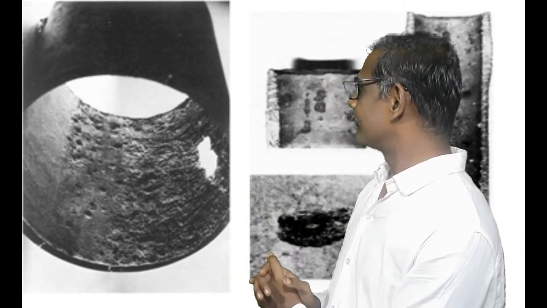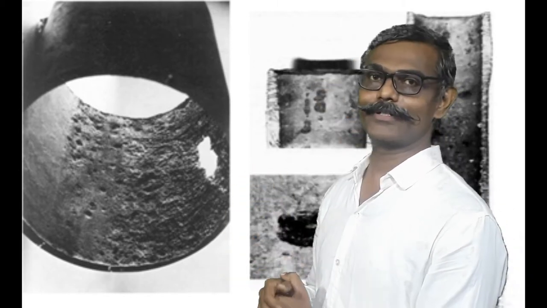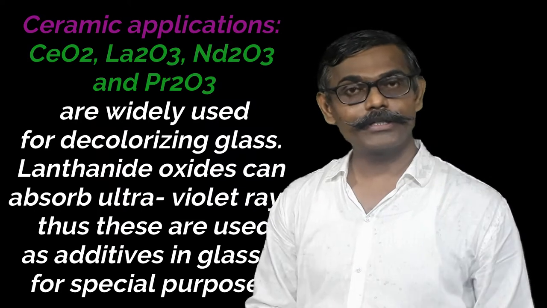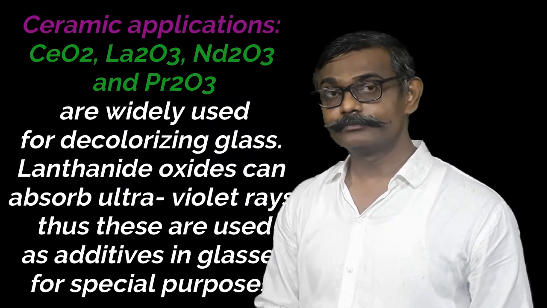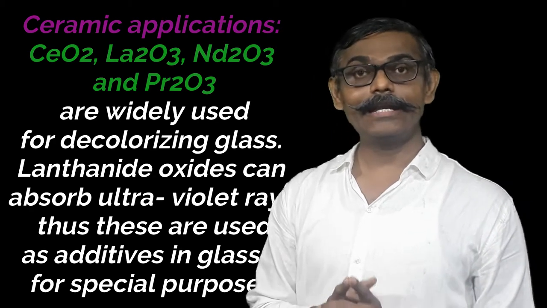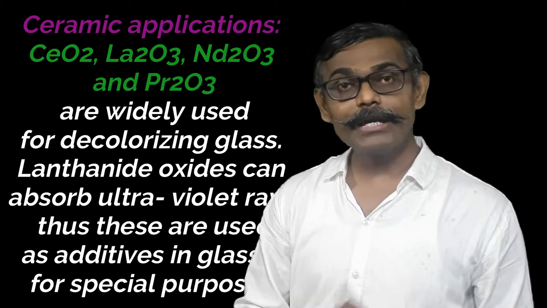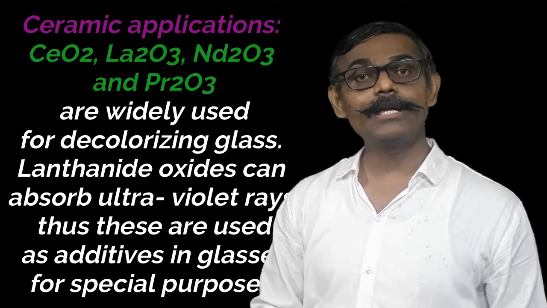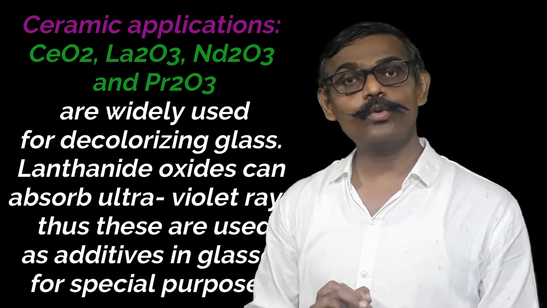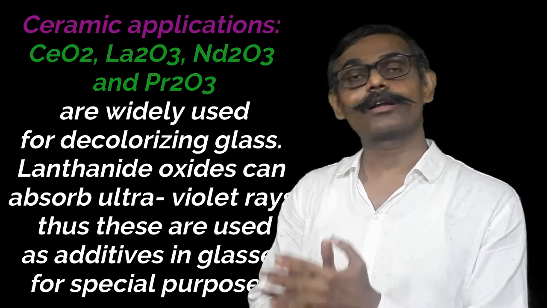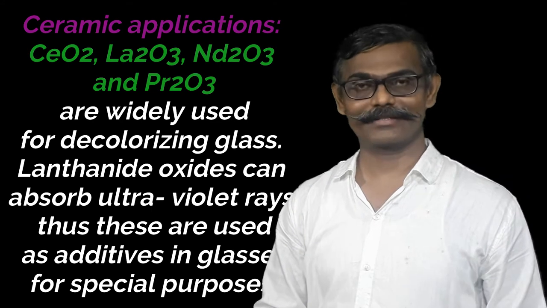See this diagram where corrosion is represented. Combination of the metal with atmosphere is represented. Now in ceramic industry, cerium oxide, CeO2, lanthanum oxide, La2O3, neodymium oxide, Nd2O3, and praseodymium oxide, Pr2O3. They are used for decolorizing or colorizing the glasses.